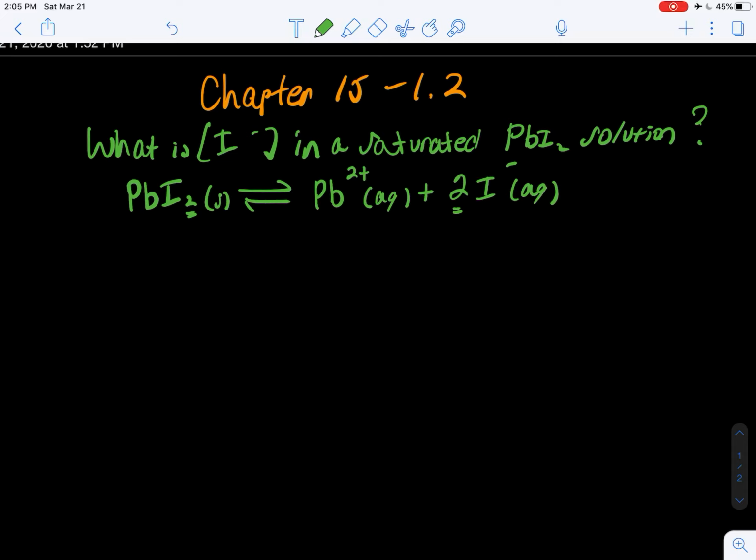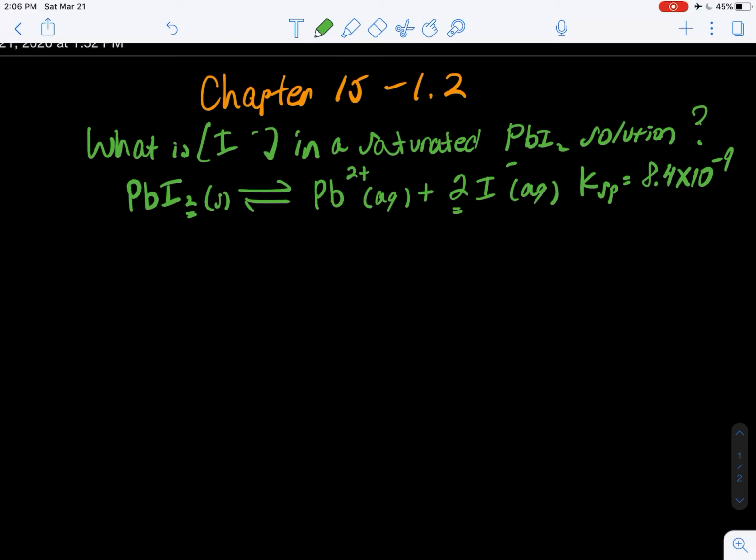Use Appendix J in your OpenStax book to find out what the KSP value is for this. It's 8.4 times 10 to the -9. That is very small, so this is a very insoluble substance, slightly soluble.